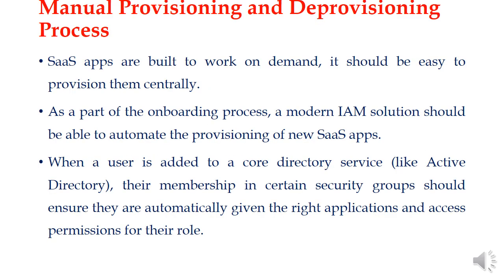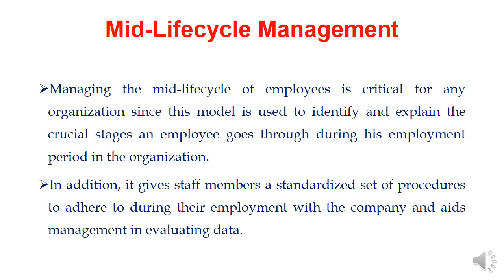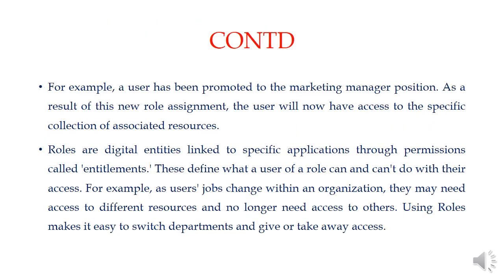So manual provisioning and deprovisioning is the biggest task. You have to have a core directory service, like Active Directory, where membership in certain security groups automatically gives the right permissions to their role. Lifecycle management is critical for organizations to identify and explain the crucial stages of an employee going through the employment period. For example, the roles of digital entities are linked to specific applications through permissions called entitlements. So these define what a user role can and cannot do for their access.